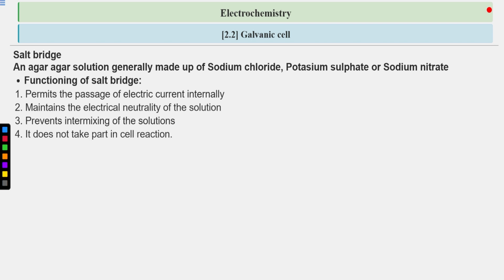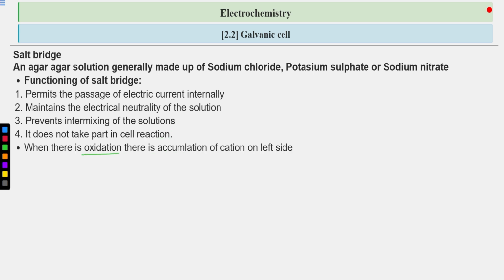It does not take part in the cell reaction. This is also an important point: whether it is present in our cell structure and dipped in our solutions, the electrolytes, it does not take part in the cell reaction.